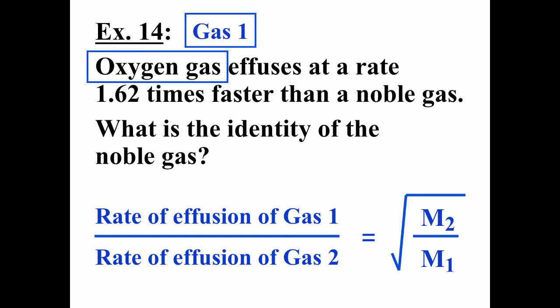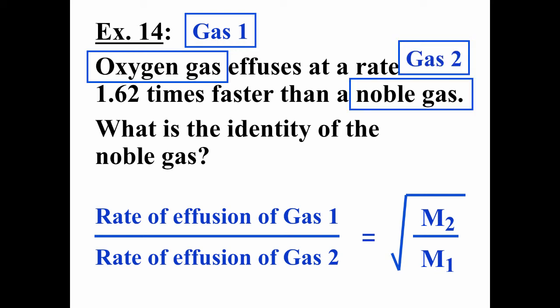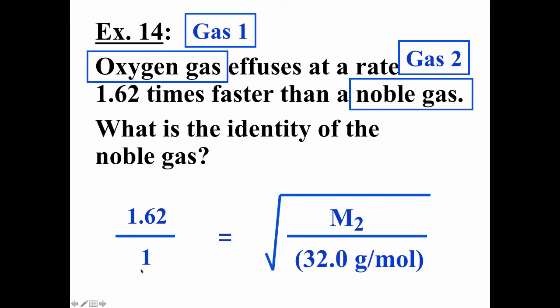In this case, let's call oxygen gas gas 1, and the noble gas we're trying to find gas 2. And so the rate of effusion of oxygen, gas 1, is 1.62 times the rate of effusion of the noble gas, gas 2. So we have 1.62 over 1. That's the ratio of their rates of effusion. Note, we don't know the speed of either gas, but we know that the oxygen is 1.62 times more than the noble gas. Oxygen, of course, has a molar mass of 32 grams per mole. M2 is to be determined. And since we know everything but M2, we can use normal algebraic techniques to solve this.